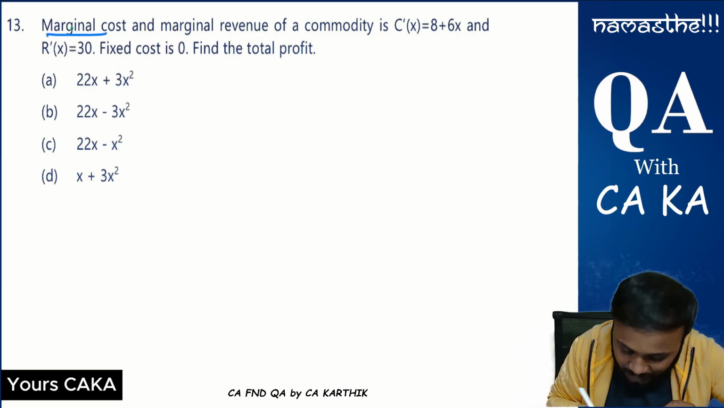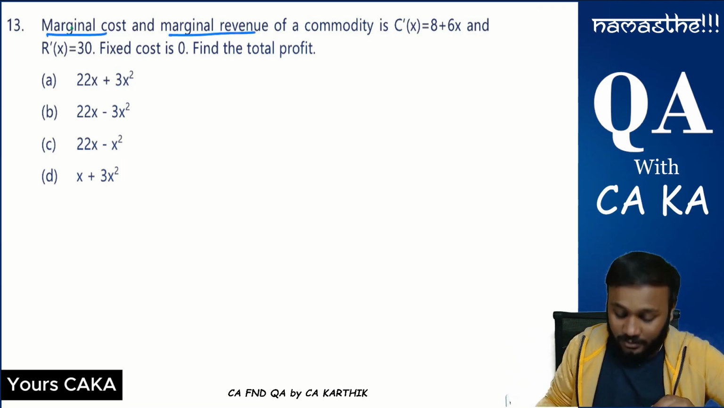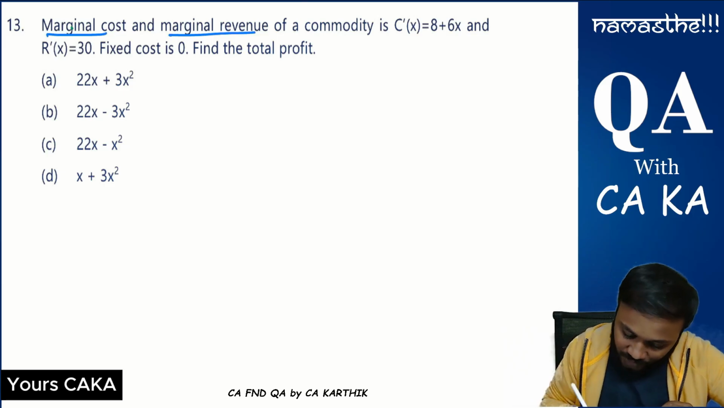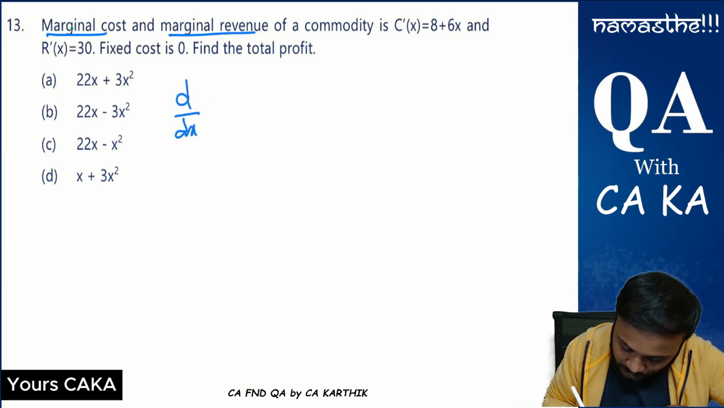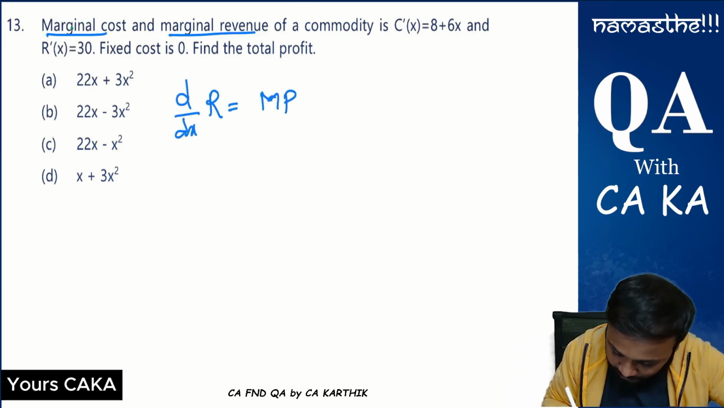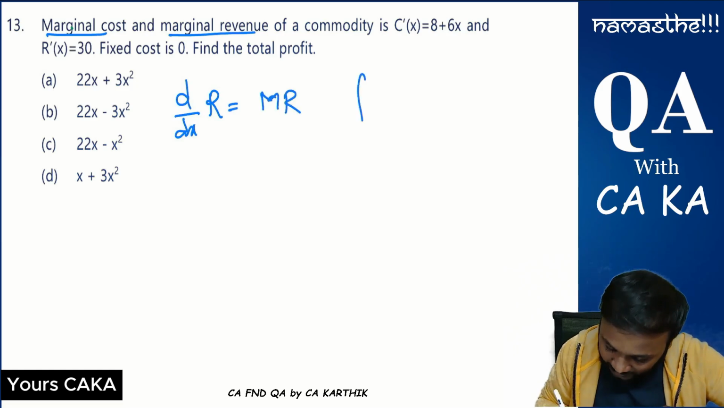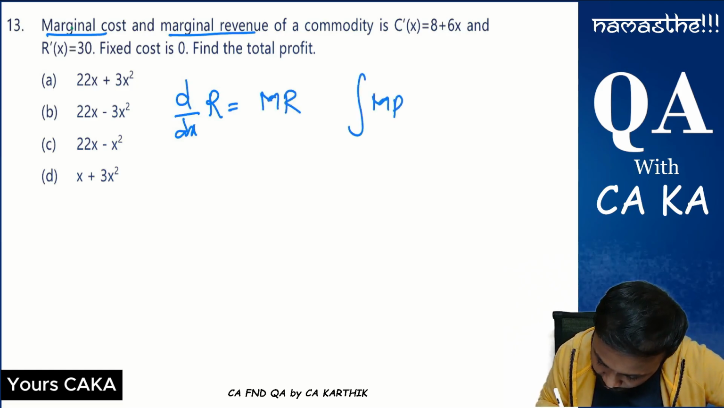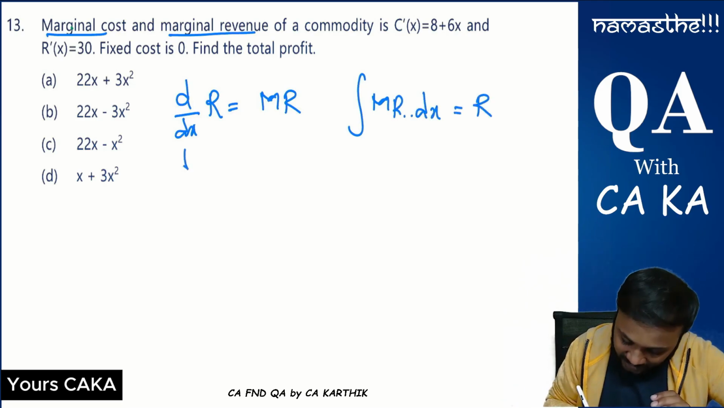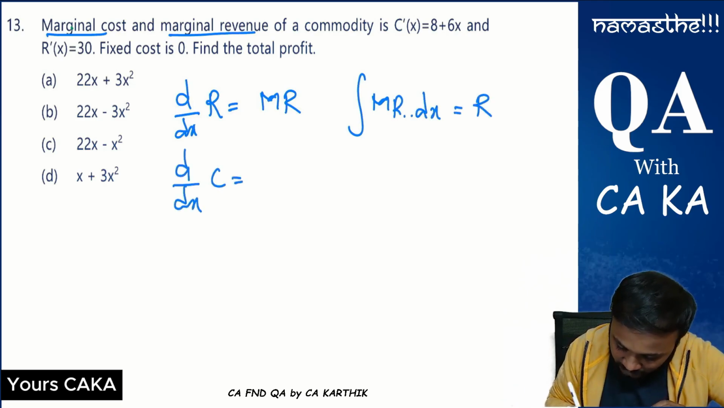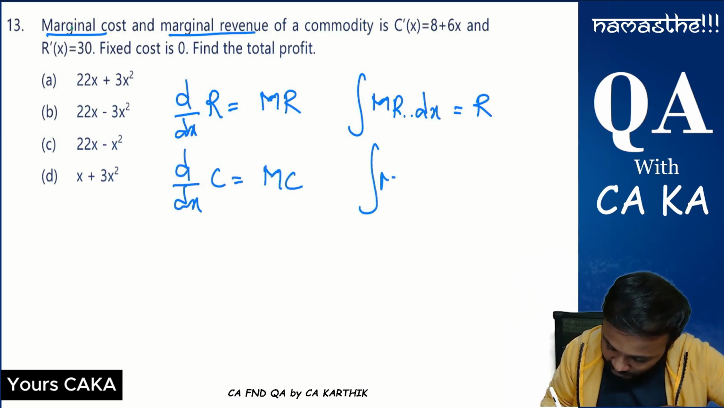Now, marginal cost and marginal revenue of a commodity. They gave you marginal cost and marginal revenue, sir. So d by dx of revenue is nothing but your marginal revenue. Integration of marginal revenue is nothing but your revenue. Same way, d by dx of cost gives you marginal cost, so integration of marginal cost dx gives you cost.